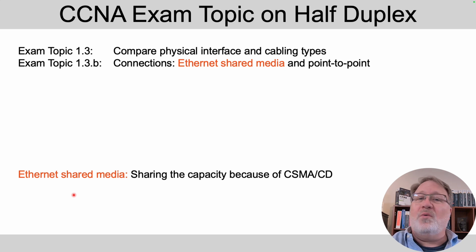For the exam, though, for a while now, there have been exam topics that kind of encode that you have to know about half-duplex and full-duplex still. Interestingly enough, if you look, say, at the current blueprint, as of when I recorded this, in exam topic 1.3b, there was a phrase, connections, Ethernet shared media. And that's a phrase that refers to the idea that, hey, with the old-style coaxial Ethernet and with hubs, the endpoints are sharing the available bandwidth because they're taking turns. They're using CSMA/CD. It's a weird turn of phrase. I wish it was plainer, but it isn't.